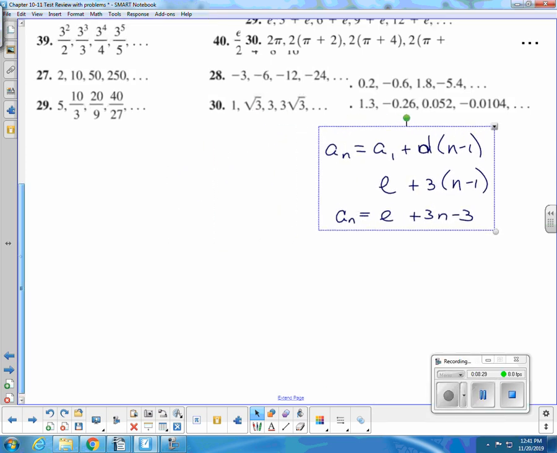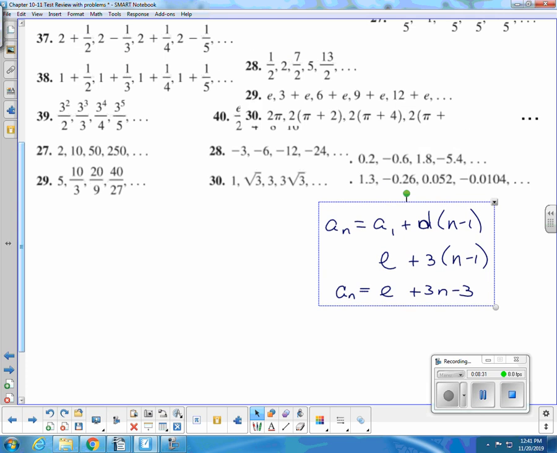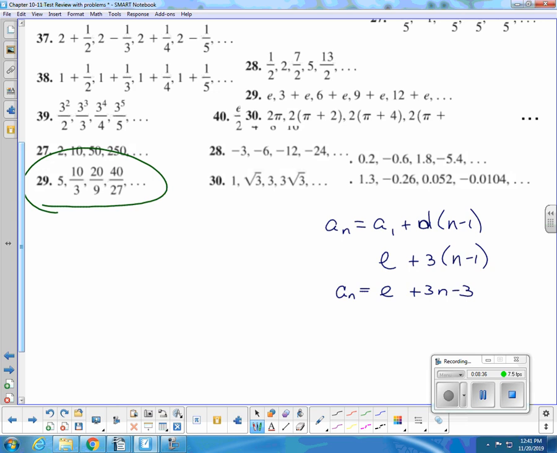Okay, what's the other one you guys want to do? This 29? There you go. Is it adding by the same amount? No. Is it multiplying by the same amount? Yeah. The top is multiplying by 2 and the bottom is multiplying by 3. So I think our R value is 2/3. You can see that pattern?